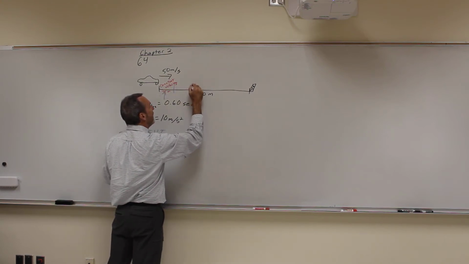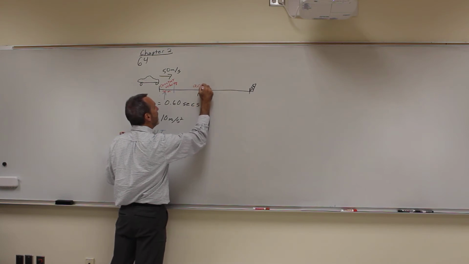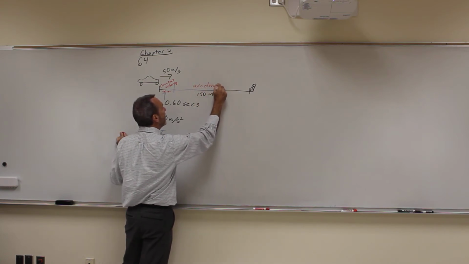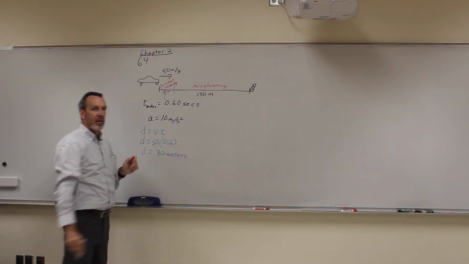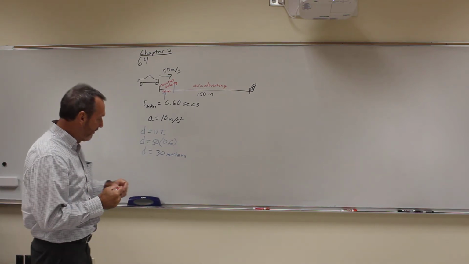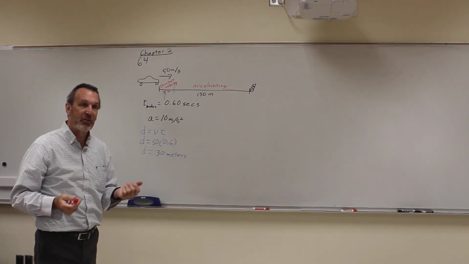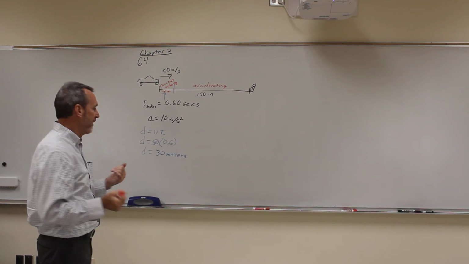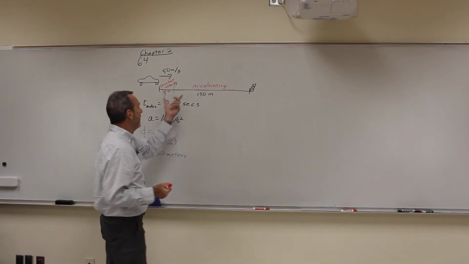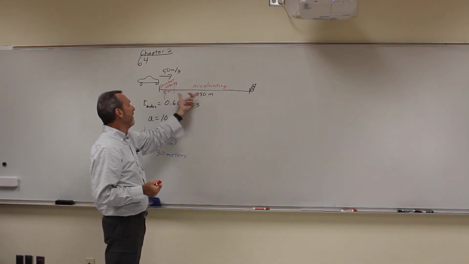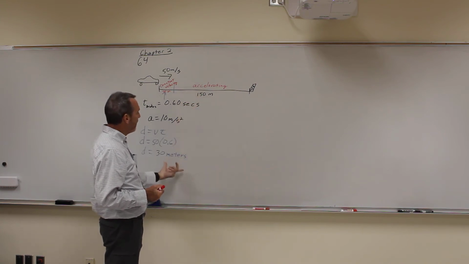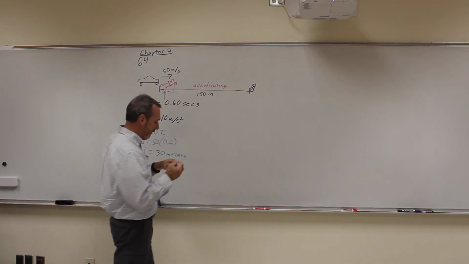And then this is when he's decelerating, or usually we just say accelerating. I know most people think accelerating is speeding up, but for us acceleration can also be negative, as long as it's the opposite sign. But 30 meters he does that, the total is 150 meters, so we've got to figure out how far he goes while he's accelerating.